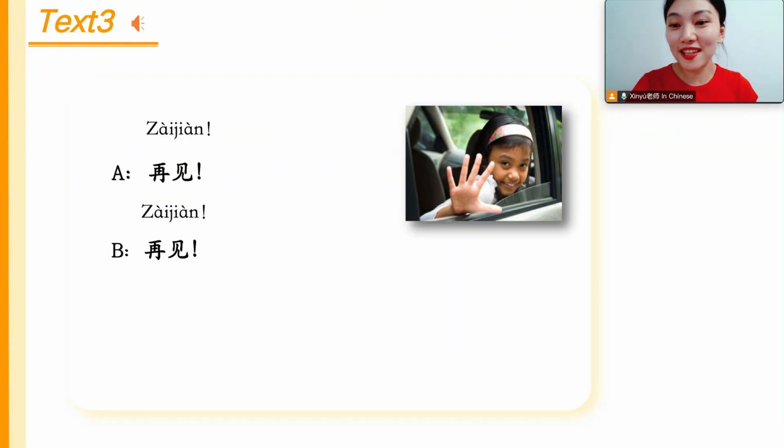Now let's look at the text 3. In this dialogue, person A says 再见, goodbye, and person B replies 再见, goodbye. In the picture, we can see a child leaning out of a car window, waving and saying goodbye. This shows the common way people say farewell in Chinese. We say 再见 when we want to say goodbye to someone we won't see for a while. So, please listen to the audio.